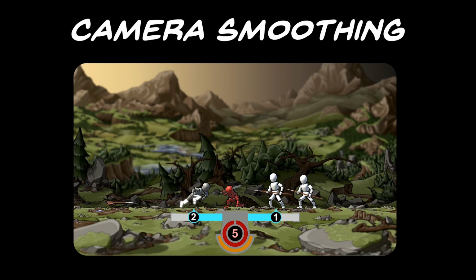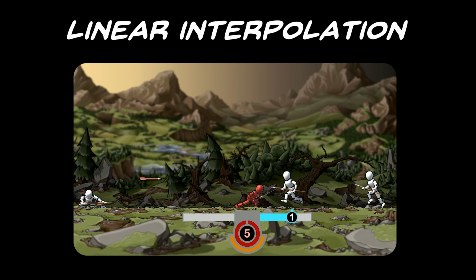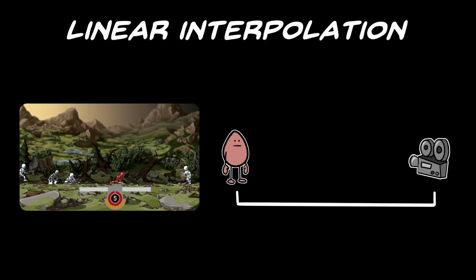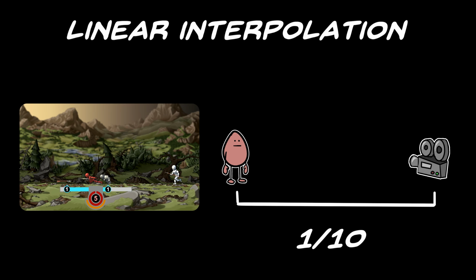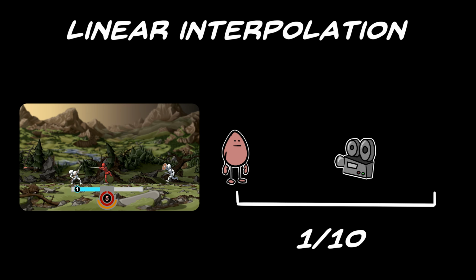The way we accomplish this is by using linear interpolation. We configured it so that the camera moves 1/10 of the distance between itself and the player on every frame. This means that the camera will move faster when it's far away from the player, and slower when it's closer. It all culminates in a much smoother gameplay experience. Now, let's see how it all comes together.